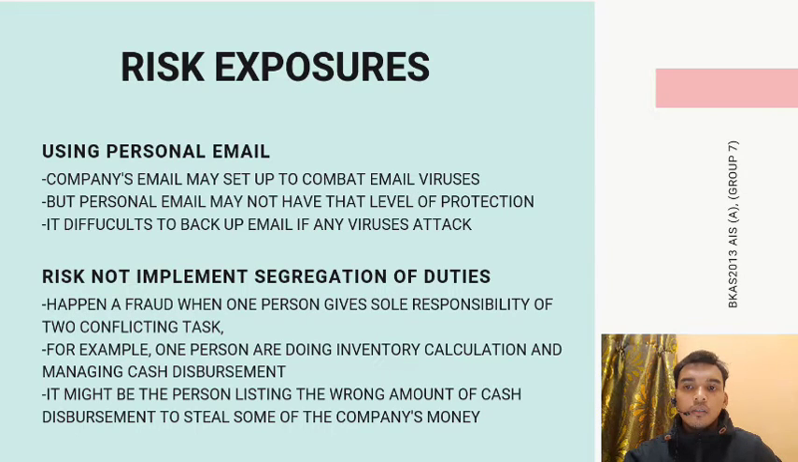For the second one, we do not implement segregation of duties. A fraud can happen when one person is given sole responsibility for two conflicting tasks. For example, one person is doing the inventory calculation and managing the cash disbursement. It might be that the person lists the wrong amount of cash disbursement to steal some of the company's money.